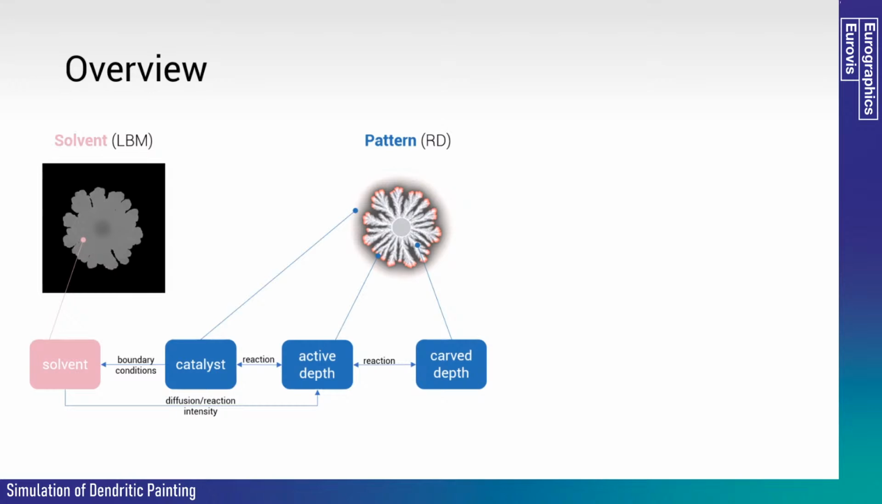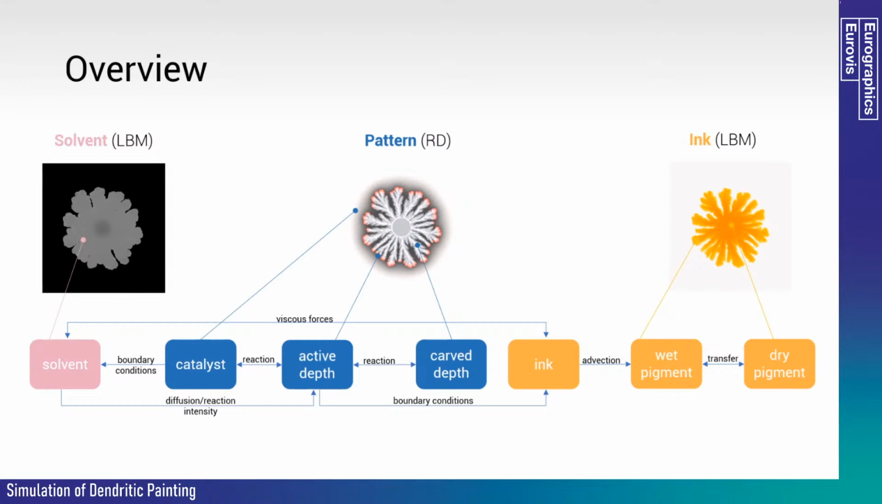The pattern layer simulates the pattern growth with reaction diffusion equations that model the evolution of the catalyst material and the active and curved pattern depths. The catalyst density is coupled with the solvent layer through boundary conditions, while the solvent layer affects the growth of the pattern through the reaction diffusion equations of the active depth. Finally, the third layer simulates the fluid dynamics and pigment mixing of the ink, using again a 2D fluid simulation based on the Lattice-Boltzmann method. As we can see, the ink layer is coupled with the pattern layer through boundary conditions, and with the solvent layer through viscous forces between those two layers.